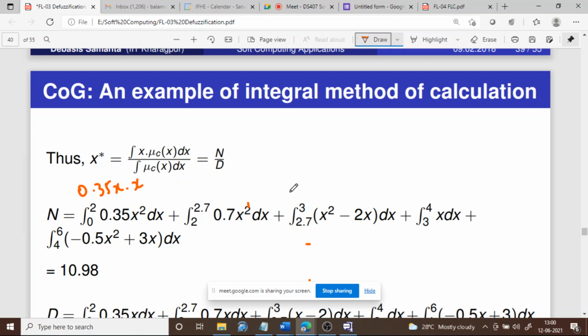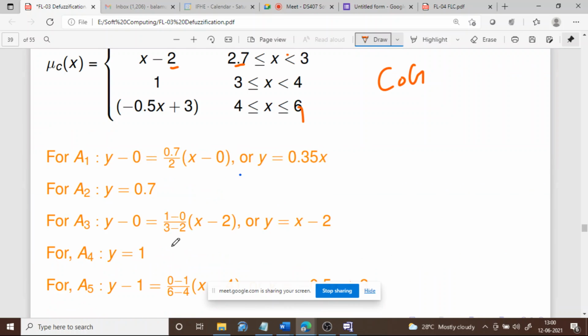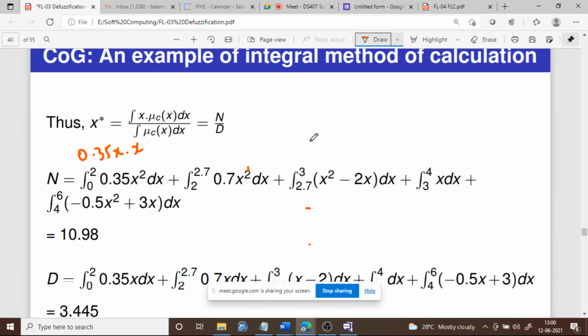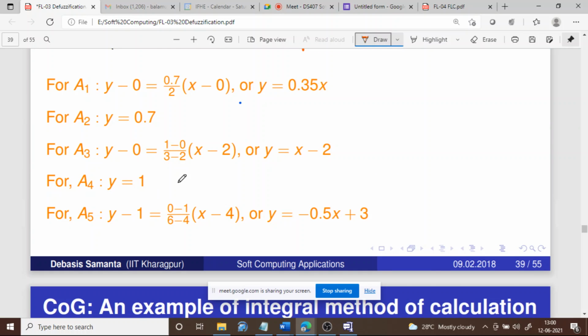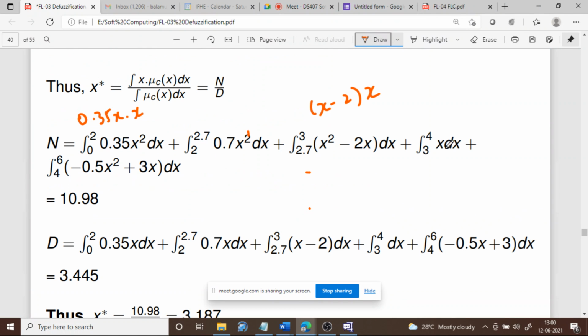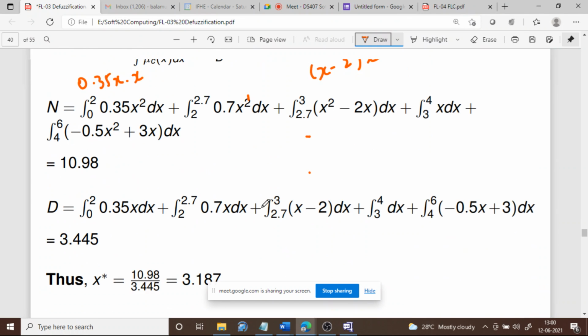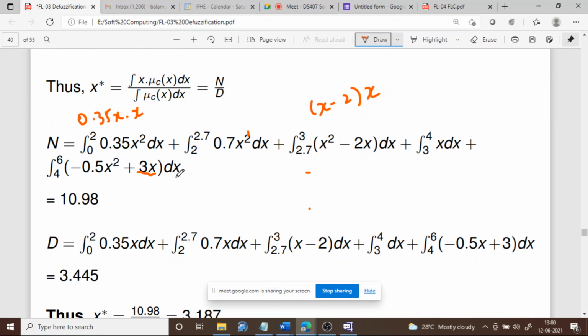And the next value is x minus 2. So x minus 2 into x, which is x squared minus 2x, right? And the last case here is 1, so 1 into x is x into dx. And next is minus 0.5x plus 3 into x, which is minus 0.5x squared plus 3x into dx. Here in this case there will not be the x squared, it is just x. So this is the numerator part.